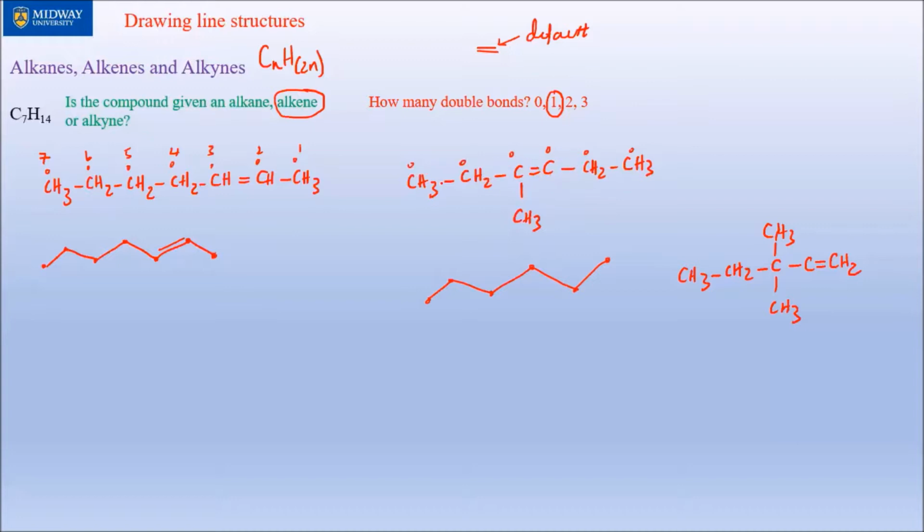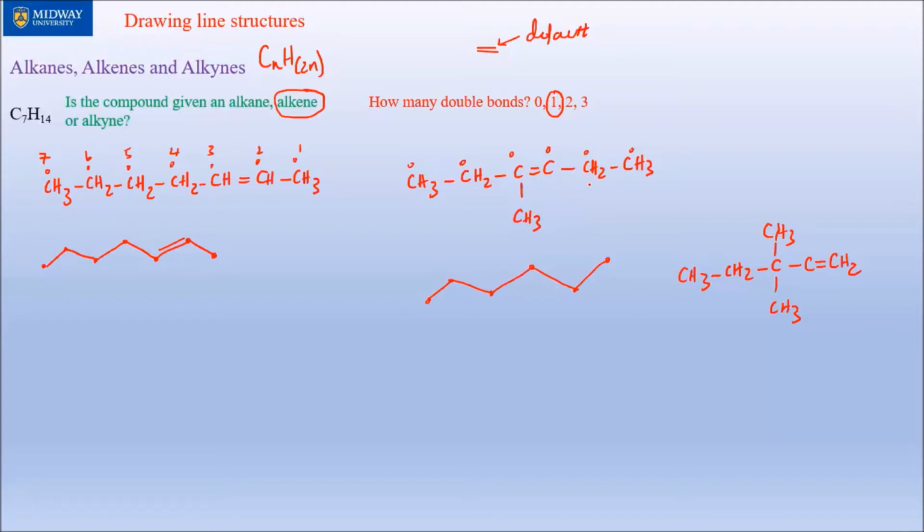This side also has 3, but then this side has a substituent as well, right? But if you have to decide which side you're going to start, well, this side also has 3 carbons, this side also has 3 carbons.